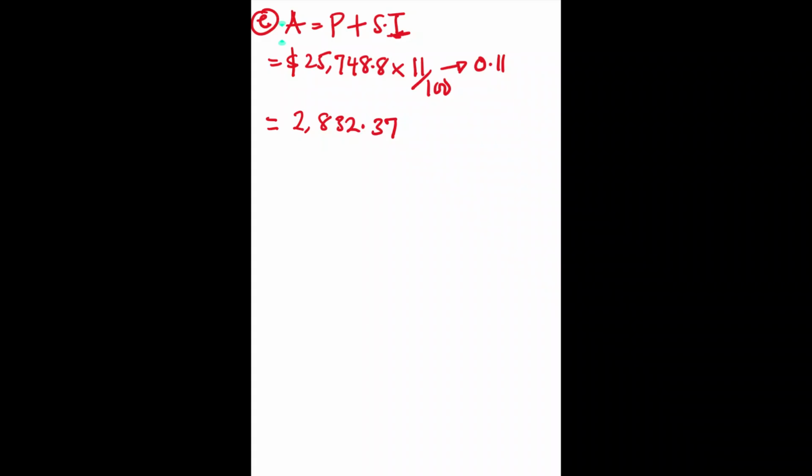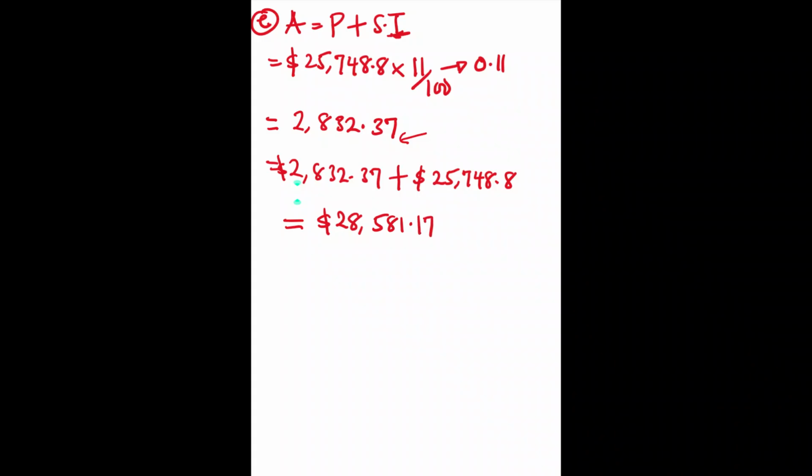2,832.37. Okay, so now we are going to add this up with the principal. Okay, that's the amount. That's the amount that is going to be paid within the 3 years. So that will be 2,832.37 plus 25,748.8. So if we add it up together, we should get 28,581.17.